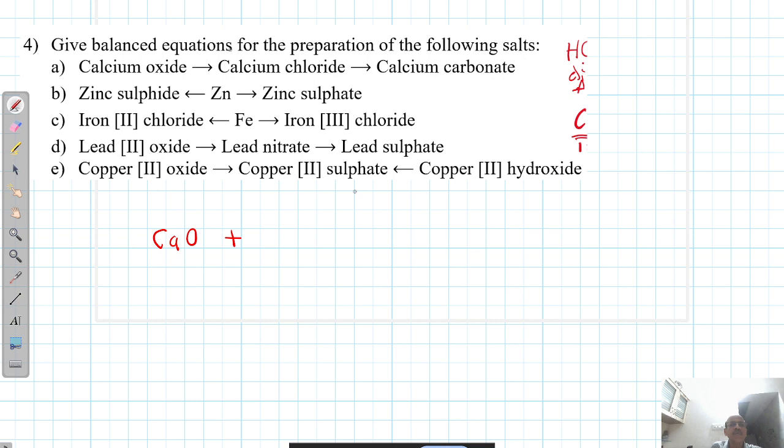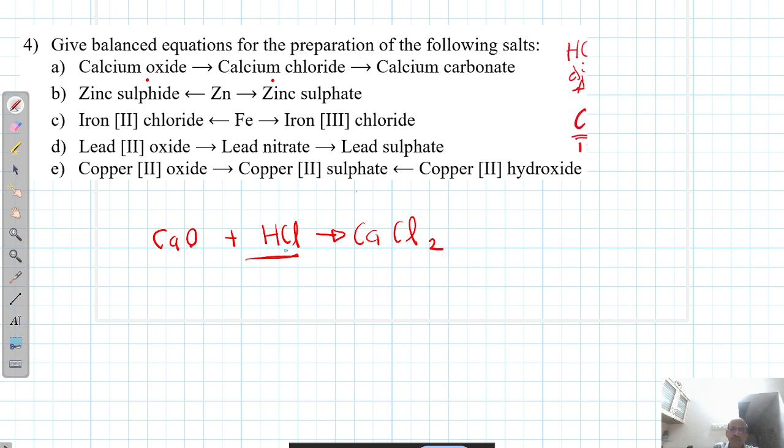Balanced equations for preparation of the following salts. So what are you going to prepare? You are going to prepare calcium oxide, and from calcium oxide you have to get calcium chloride. So to get calcium chloride, what do you have to add here? You have to add HCl. Am I making my point? Okay. When you add CaO plus HCl, you get calcium chloride. So from calcium oxide, if you want to get calcium chloride, this is the equation.